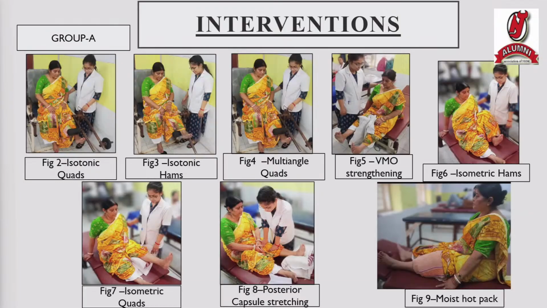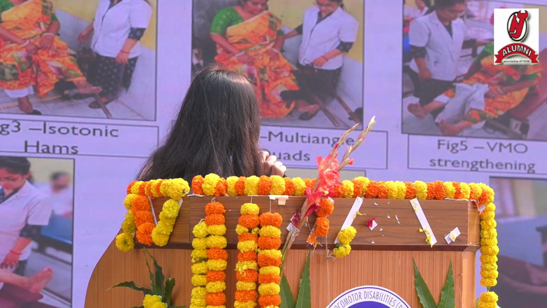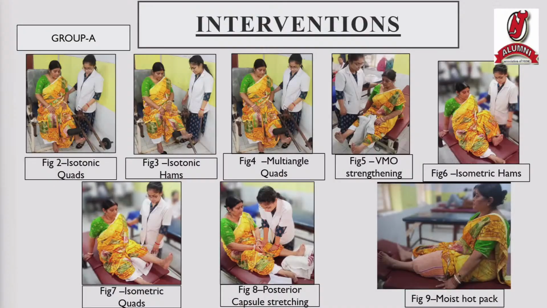Next, Group A includes moist hot pack, then isotonic quadriceps using Q-table, isotonic hamstring, multi-angle quads at 15, 30 and 45 degrees, VMO strengthening, isometric hams, isometric quads and posterior capsule stretching.